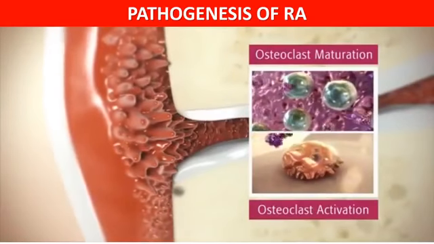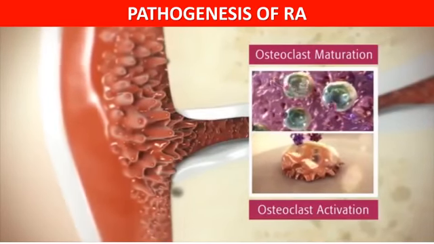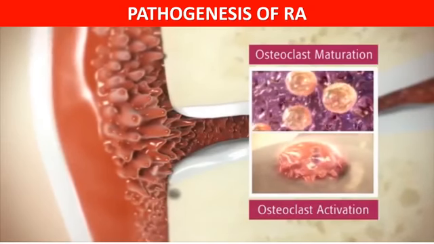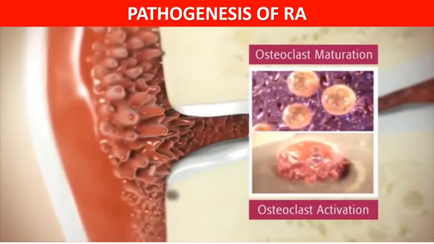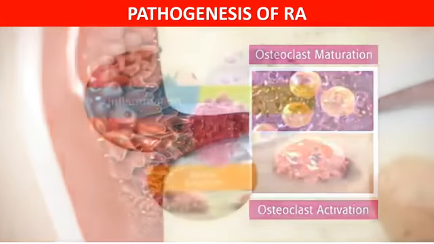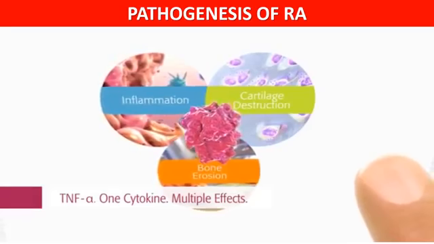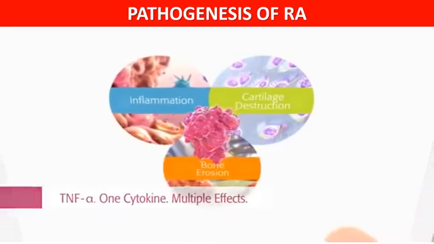Thus, the direct and indirect effects of the TNF-alpha on osteoclast maturation and activation culminate in focal bone erosions and irreversible joint damage. As we have seen, TNF-alpha plays a key role in the complex pathology of RA.